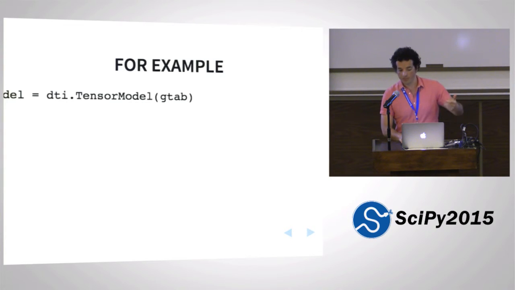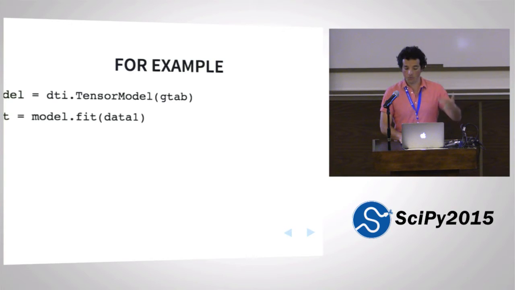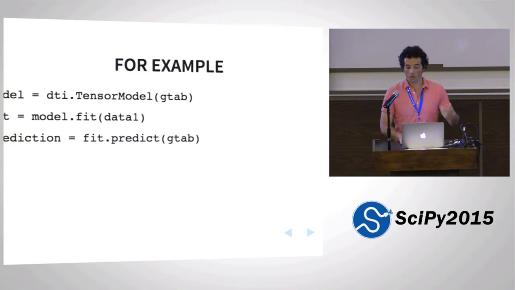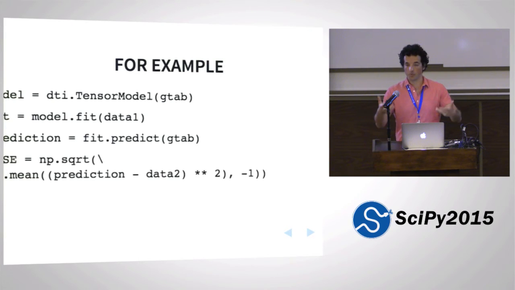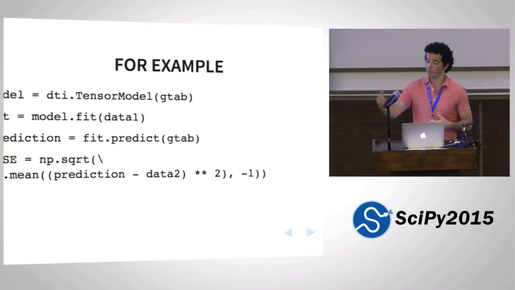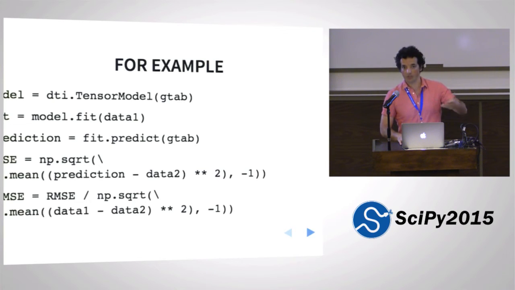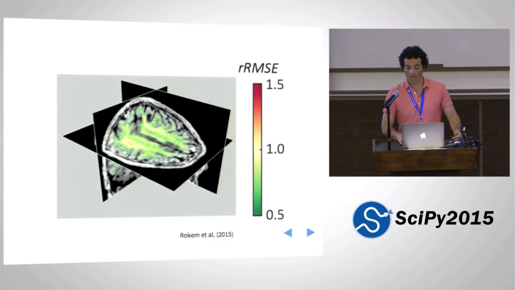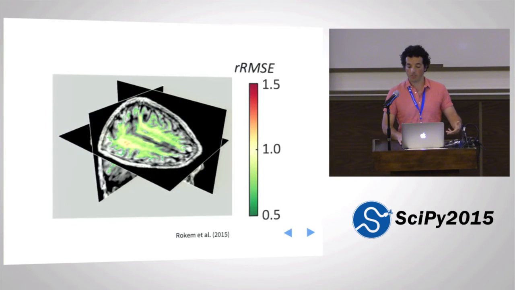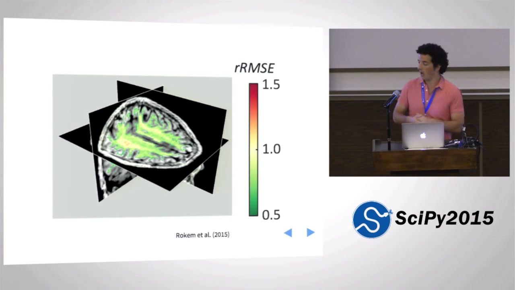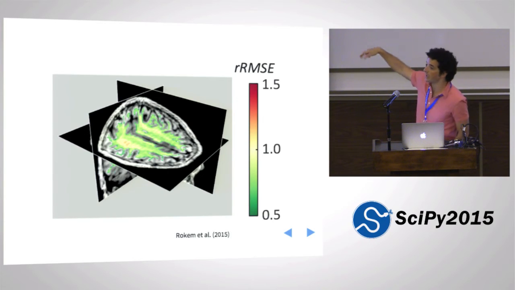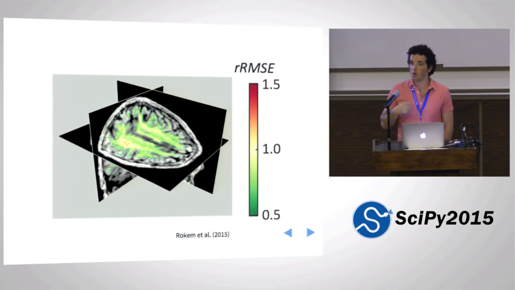For example, in this case, we're using the tensor model that we've implemented in DIPY. You fit that to data number 1. You predict, based again on the gradient table, and then calculate a root mean squared error relative to another data measurement. Then you can calculate relative root mean squared error. And this is what a relative root mean squared error map looks like in a brain of the diffusion tensor model. So you can see that in many places, the relative root mean squared error goes towards the green, lower than 1. That means the model is better than test-retest reliability in those locations.